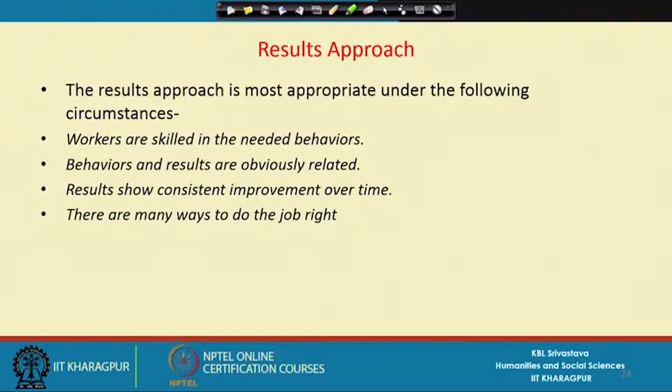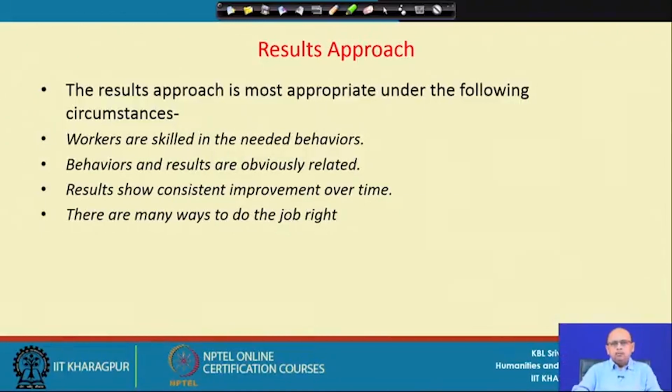Now, when you adopt a result approach, you have to ensure that workers are skilled enough to perform, and that behavior is linked with the result. Results should show consistent improvement over time, which means the results are improving. Suppose this month you have produced 10 units, and next month you produce 12 units. There is a consistent improvement over time, because there could be different ways to do the job in the right way; there is no single best way to perform the job, right.